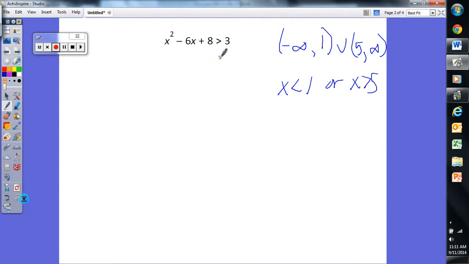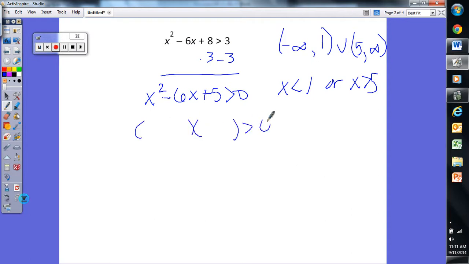Well, just like with any quadratic, we want it to equal 0, so we're going to subtract 3 from both sides. So we have x squared minus 6x plus 5 is greater than 0. That's a plus. It's a minus. Factor: x minus 5 and x minus 1. Now, I don't want to say x equals 5 and x, well, yeah, I guess I do. So draw your T. X equals 5, x equals 1.